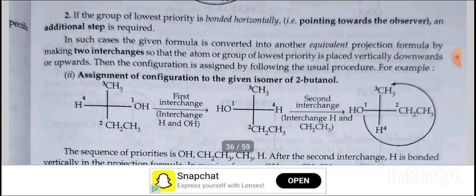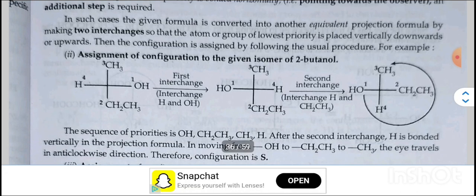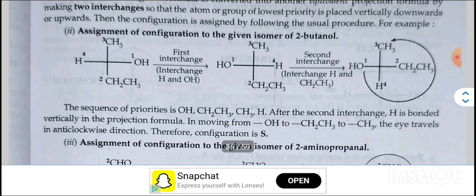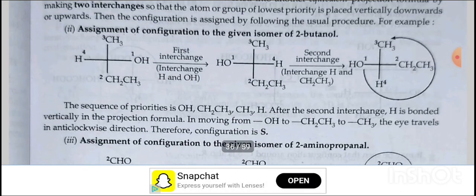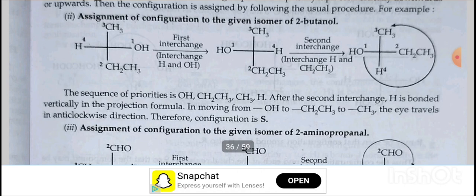If the group of lowest priority is bonded horizontally, pointed toward the observer, an additional step is required. In such cases, the given formula is converted into another equivalent projection formula by making two interchanges, so that the atom or group of lowest priority is placed vertically downwards or upwards. Then the configuration is assigned by following the usual procedure. For example, assignment of configuration to a given isomer of 2-butanol.